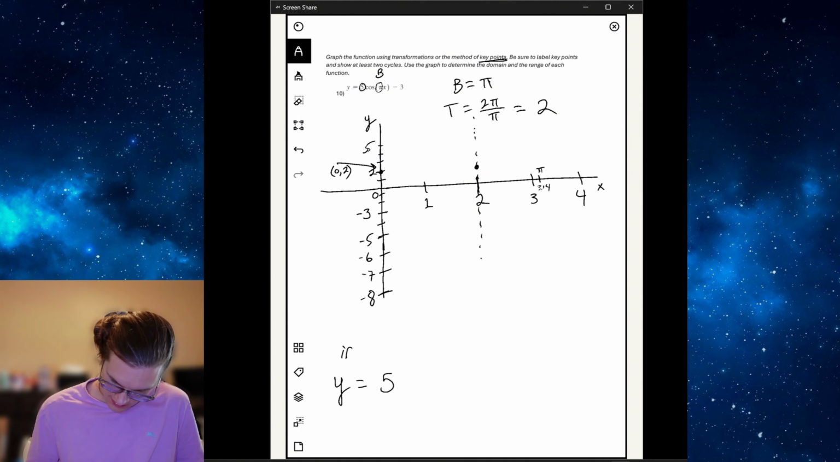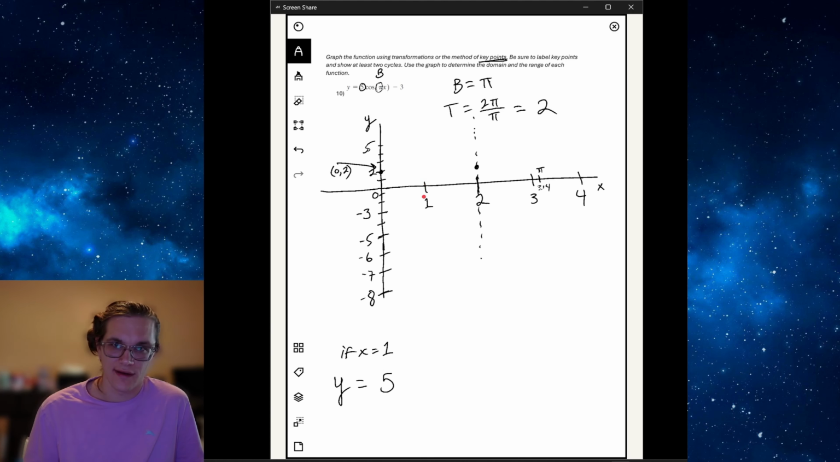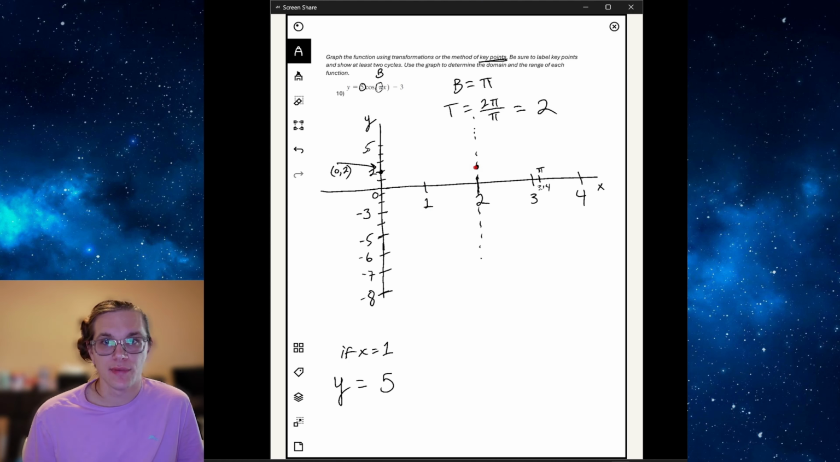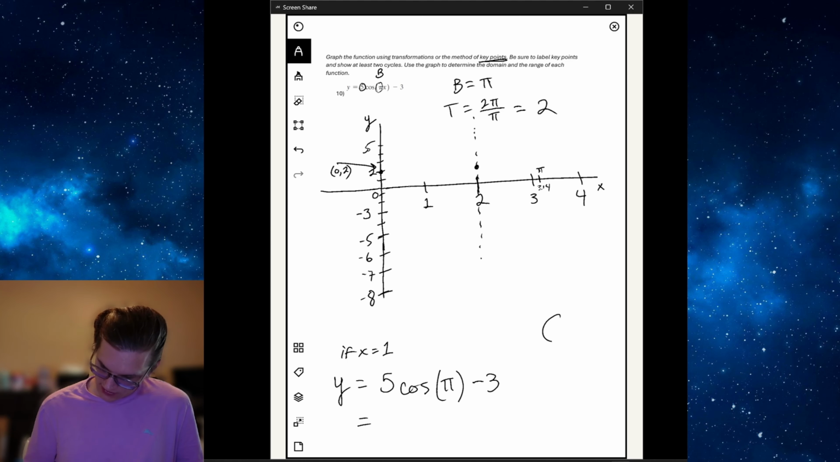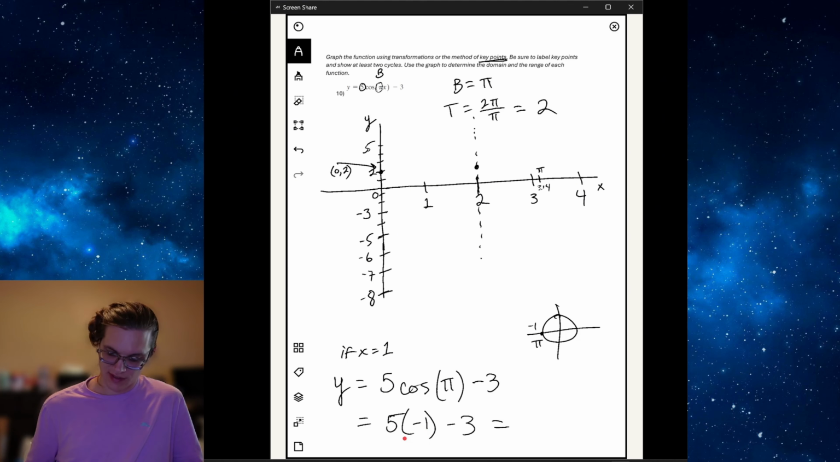So plugging in, if x equals 1, right? Because again, I determined that it's the halfway point of my graph. Starts at 0, halfway at 1, begins its second cycle at 2. So y equals 5 cosine of, and then I'm going to put 1 in for the x. It's just going to be 1 times pi, which is pi. That gives me cosine of pi, which I know is minus 1. That's 5 times minus 1 minus 3. 5 times minus 1 is negative 5. Minus 3 is going to be negative 8.